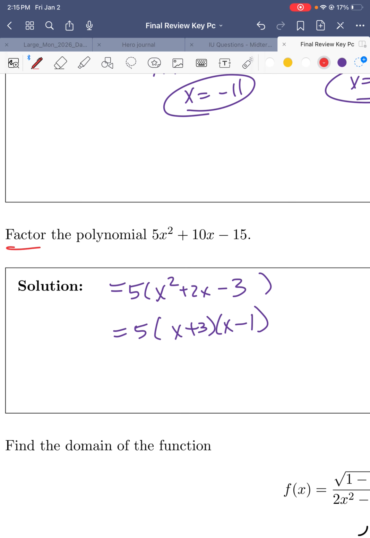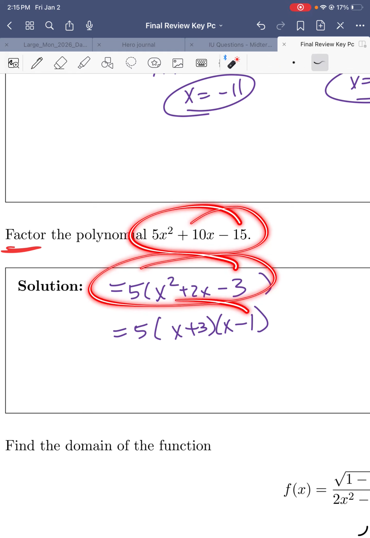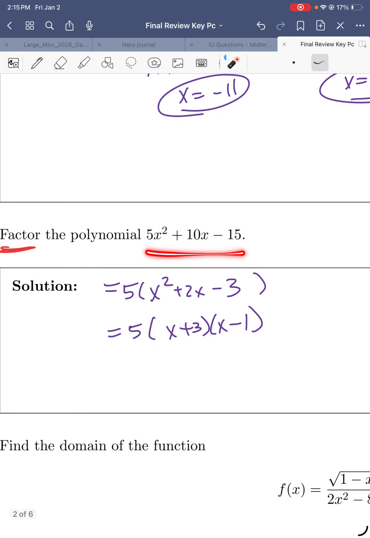Here, notice it says factor. There is no solve because it's not equal to 0. So you must keep this equal to what it is equal to the whole time. Factor out a 5 and get this, and then factor that into 2 binomials. So that is your answer.